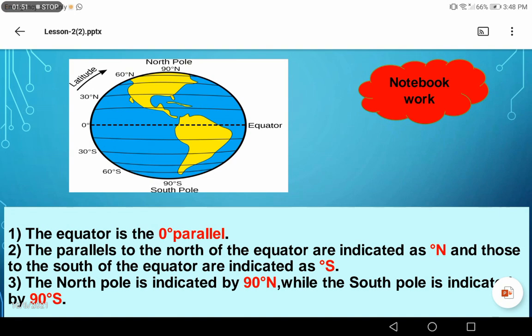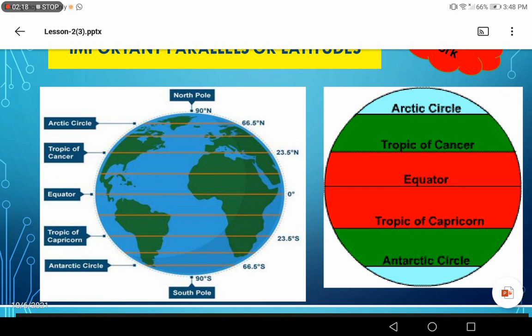The equator is the zero degree parallel. The parallels to the north of the equator are indicated as degree N, and to the south are indicated as degree S. The north pole is indicated by 90 degree N, while the south pole is indicated as 90 degree S. Now these are the poles and the names of each hemisphere.